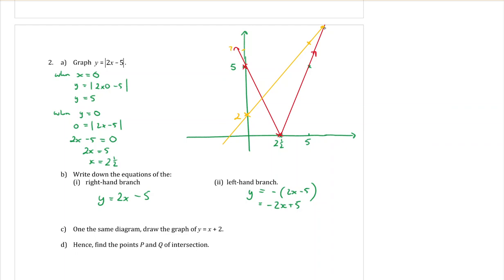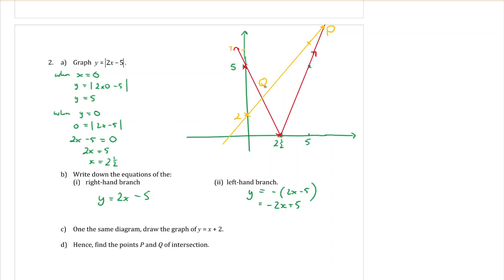hence, find the points, this is for D, hence find the points P and Q, the points of intersection. So I'm going to make P this point over here, and Q this point over here, and I want to find their coordinates. So let's start with P.